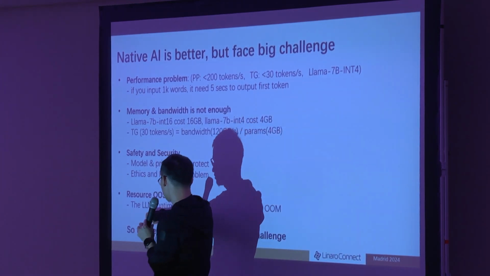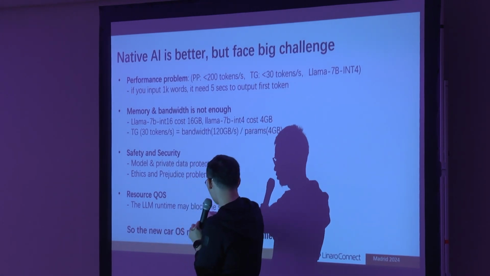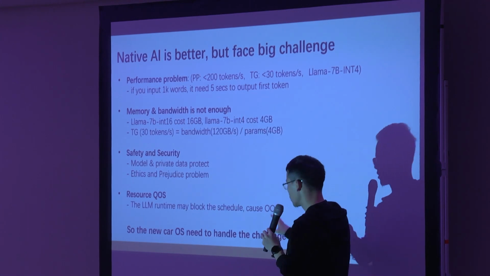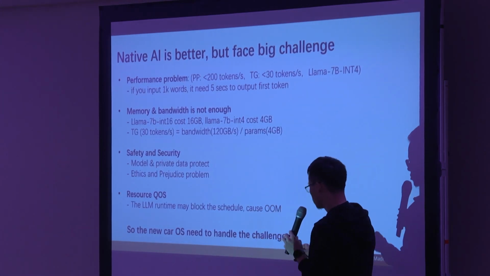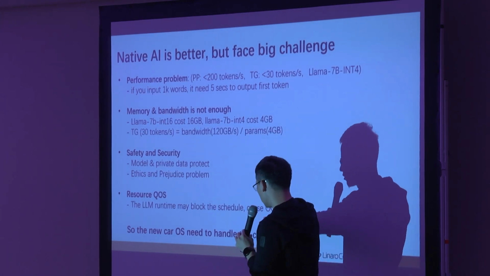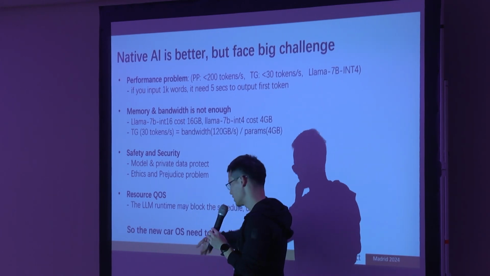And the last one is resource queues. The customer comes first. It means that the LLM runtime will block the scheduler. For example, when the application is running, it will take a lot of resources to run your car. So maybe your memory is not enough. It will cause OOM, so other applications will be killed by the LLM. It's very dangerous.